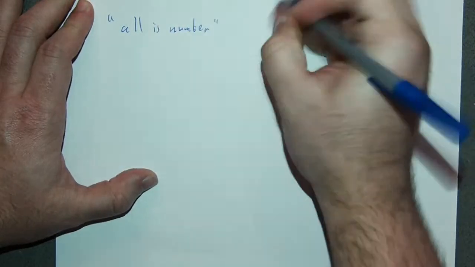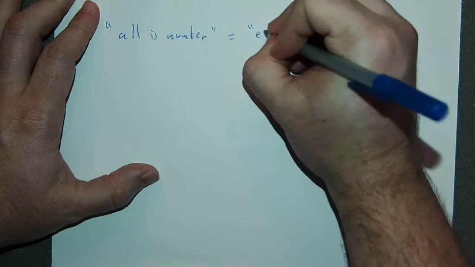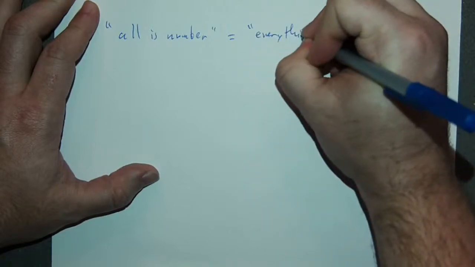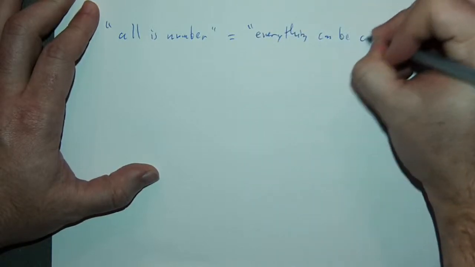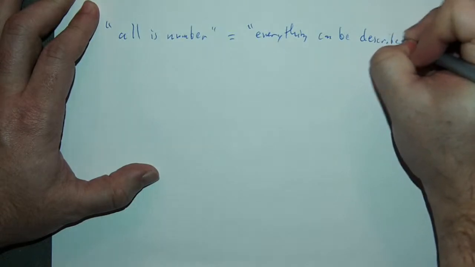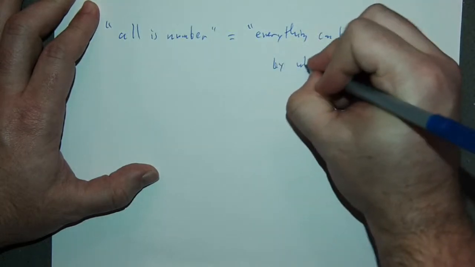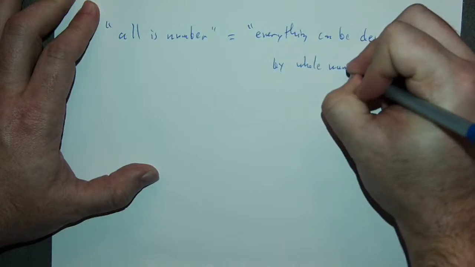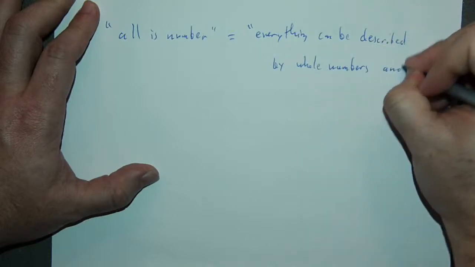What this really meant is everything can be described by whole numbers and ratios of whole numbers.